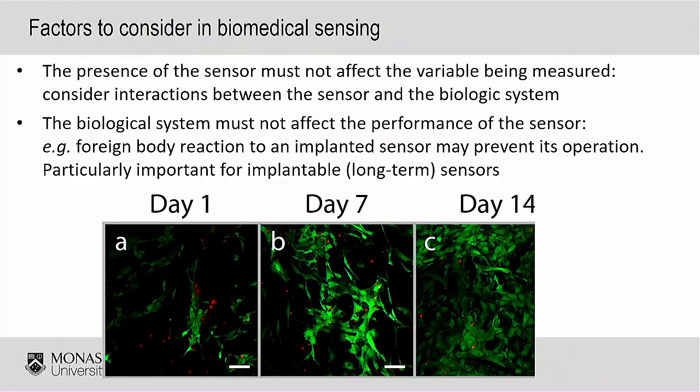So we have some factors that we need to consider in biomedical sensing. The presence of the sensor must not affect the variable being measured. So this is where we have to consider the interaction between the sensor and the biological system. And on the other side of that coin, the biological system must not affect the performance of the sensor. So the foreign body reaction to an implanted sensor may prevent its operation. This is particularly important for long-term sensors.